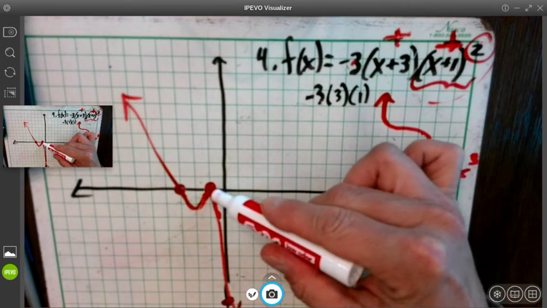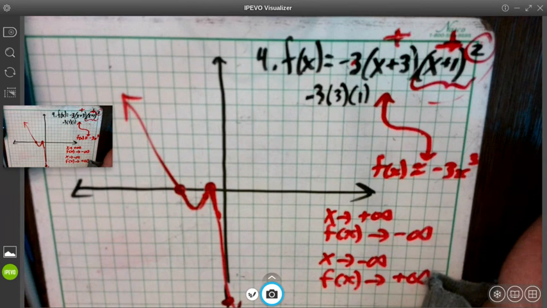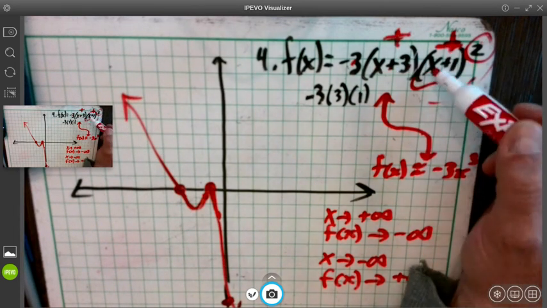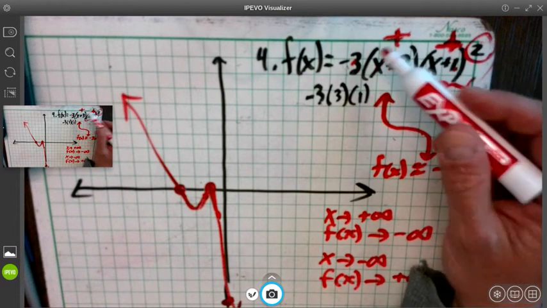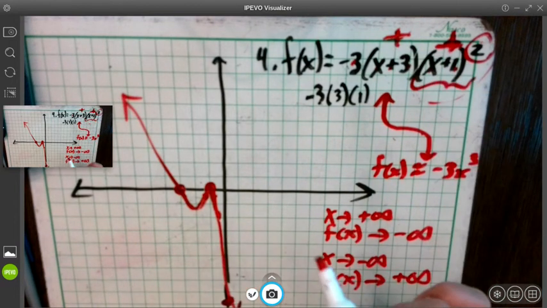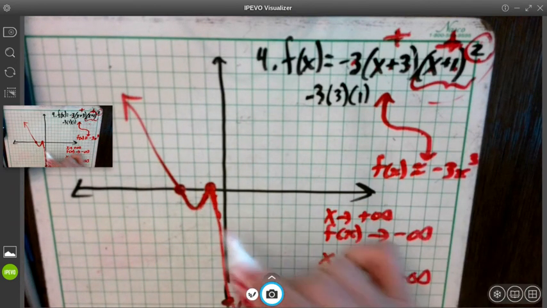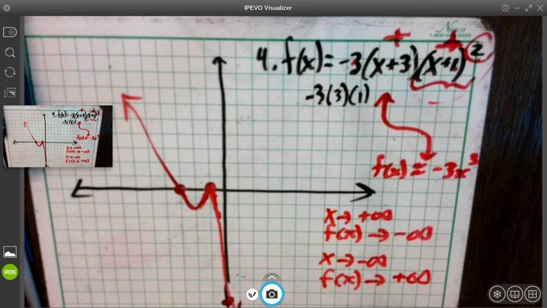If I go slightly past -1, let's say -1/2, I have -1/2 plus 3, that's positive. -1/2 plus 1 is positive. Squared is still positive. Times -3 is still negative. So there's a bounce. Okay? So when they're squared, the graph has to resemble a parabola there. So overall, that's what your graph looks like for number 4.